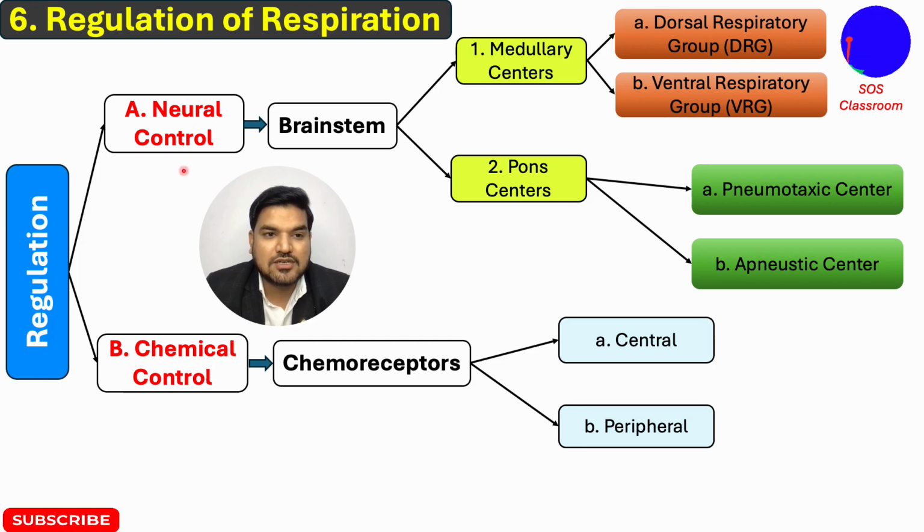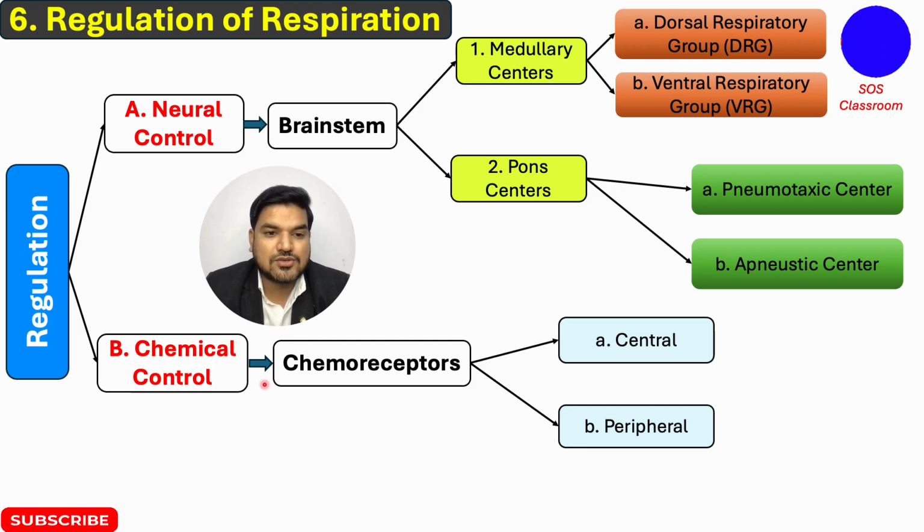First of all, you can see neural control is done by the brain stem. In the brain stem, there are two main parts: the medullary centers in the medulla oblongata and the centers in the pons. So there are two centers in the medulla oblongata and two centers in the pons. In the medulla oblongata, there are the DRG and the VRG. DRG means dorsal respiratory group and VRG means ventral respiratory group. And the pons also has two centers: the pneumotaxic center and the apneustic center. There are two centers in the medulla and two centers in the pons.